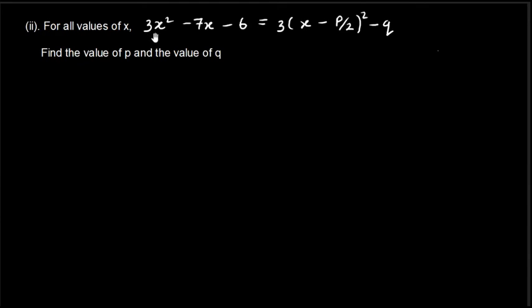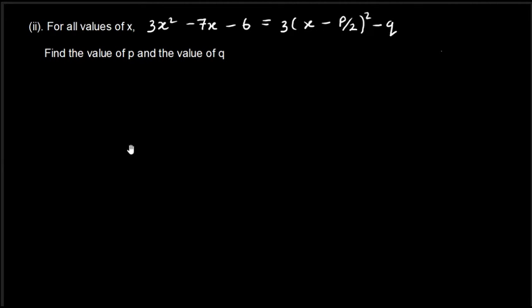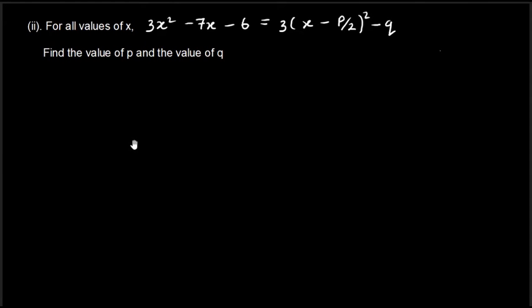For all values of x, 3x squared minus 7x minus 6 is equal to 3 all bracket x minus p over 2 squared minus q. Find the value of p and the value of q. So we can either complete the square and find the values of p and q, or we can expand the right hand side of the equation. So let's choose the new approach to solve this problem. We'll expand the right hand side and compare our results with the terms of x.